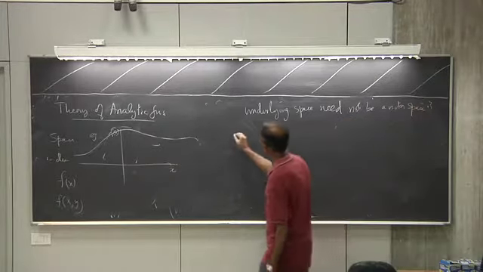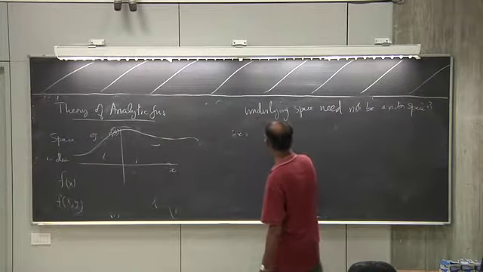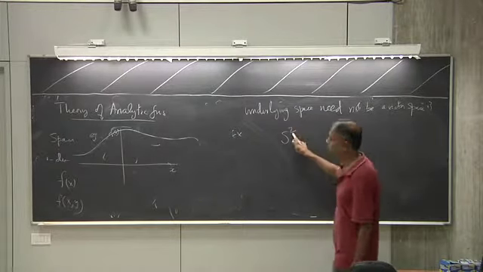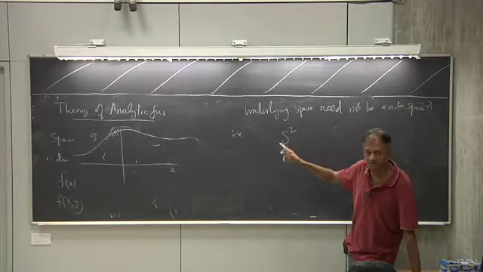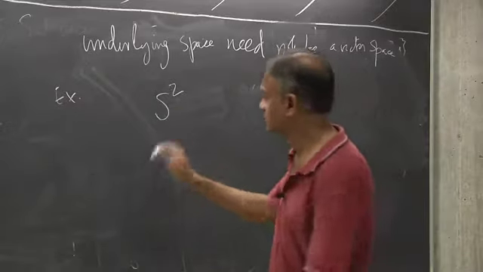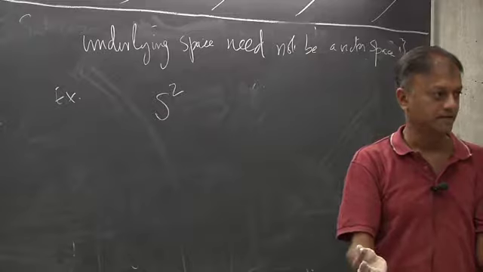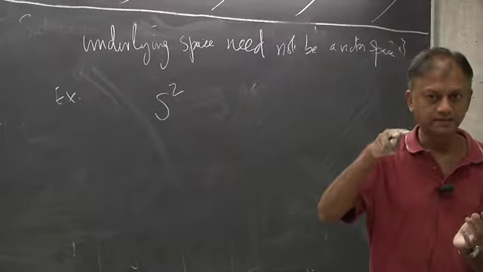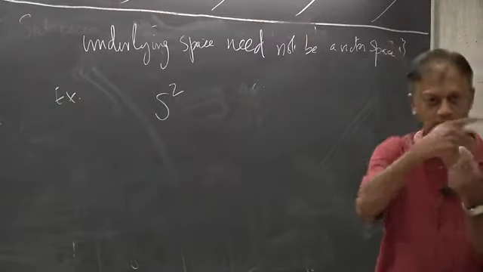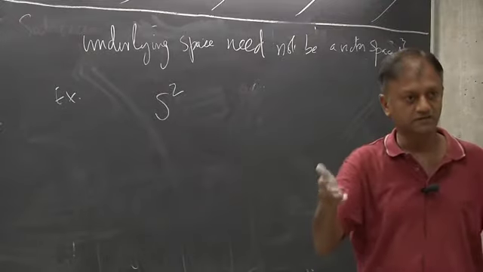An example is a two-dimensional sphere, which we usually denote by S2. S2 means two-dimensional sphere. So just take a ball and look at the surface of that ball. The surface of the ball is two-dimensional, right? Because you have two directions you can move while staying on the surface.